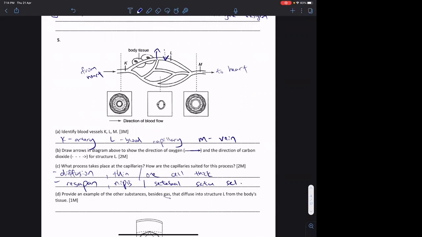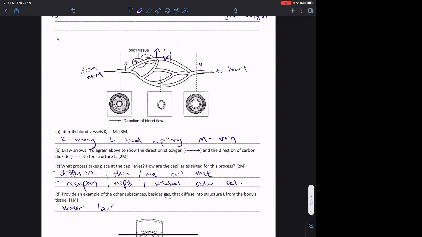So D, provide an example of the other substance beside gas that diffuse into structure L from body tissue. That means besides this dotted line, which is your carbon dioxide, besides carbon dioxide diffuse into your blood capillary, what else diffuse into your capillary? So this one you have to ask yourself, what else we don't want? We don't want carbon dioxide, right? So what else do you not want? I would say water.